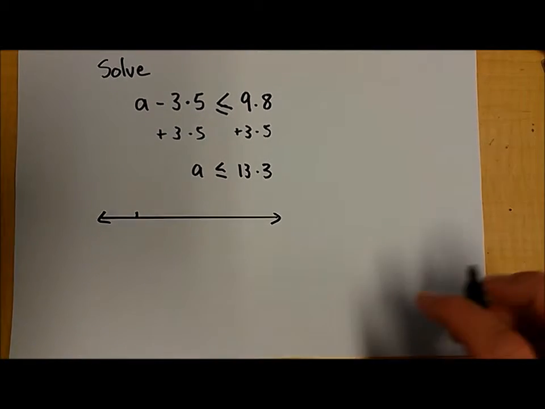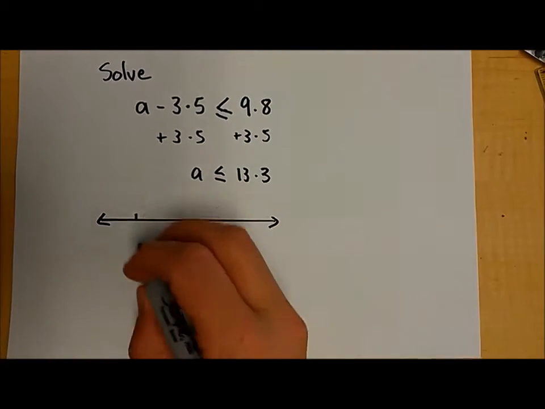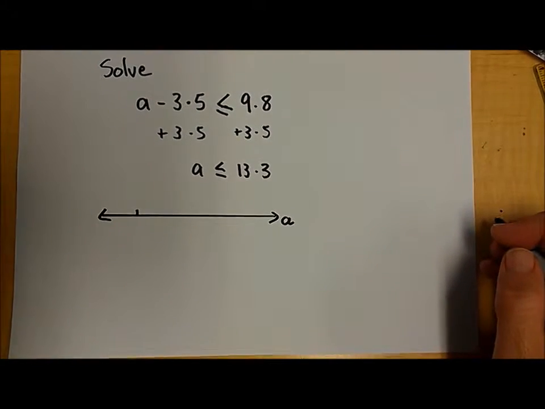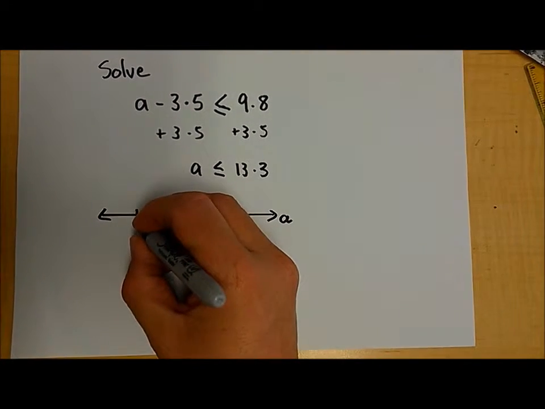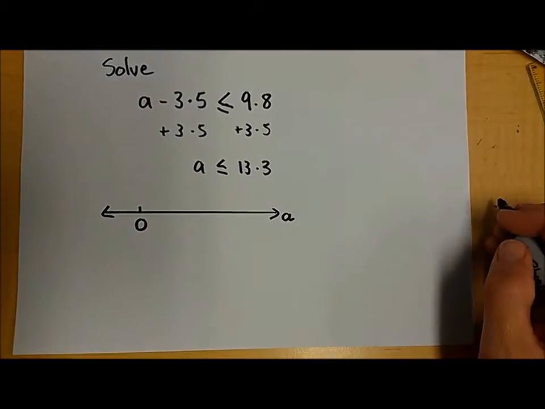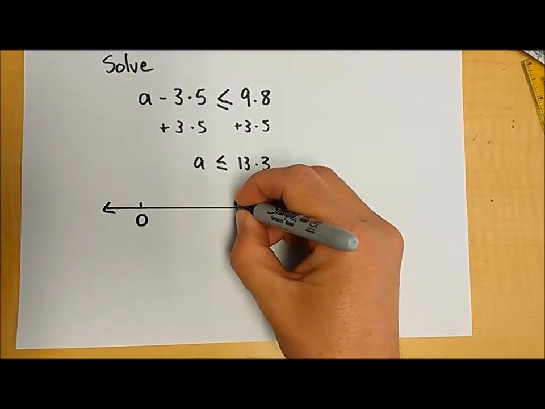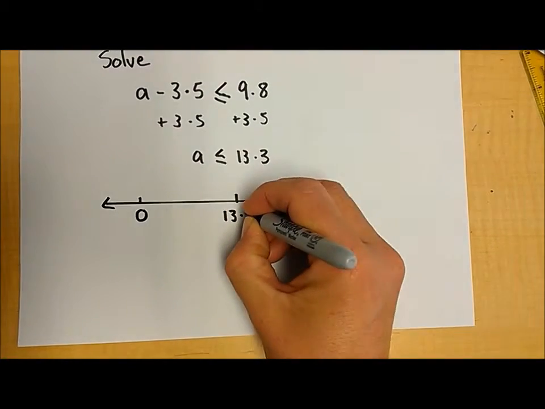Now if I want to graph this on a number line, again I'm going to draw a straight line. I'm going to call the line all the numbers that a represents. I'm going to mark a reference point of 0 in and say it's less than or equal to 13.3. So rather than scaling it out, I'm just going to say there's my 13.3 over here.